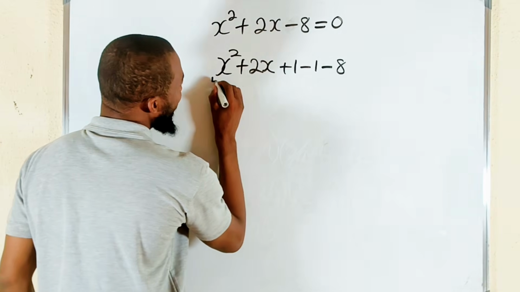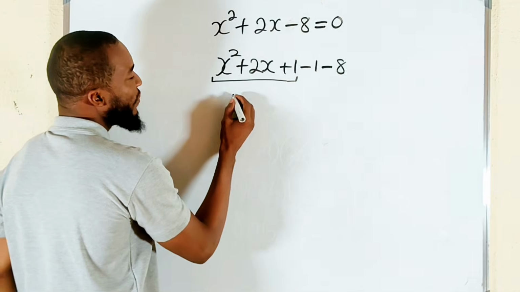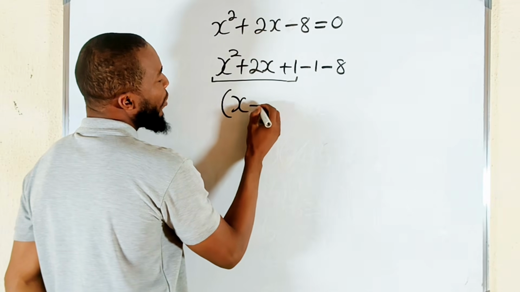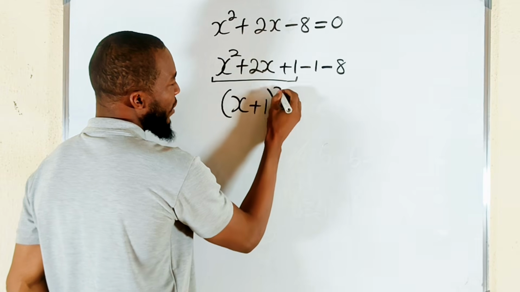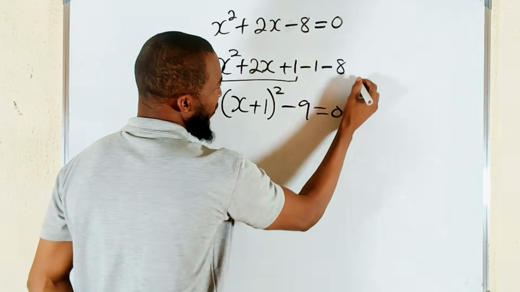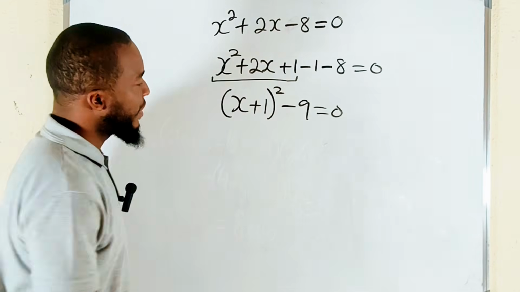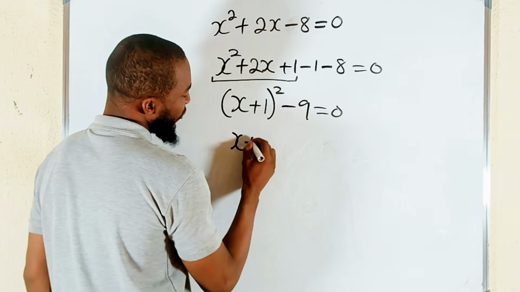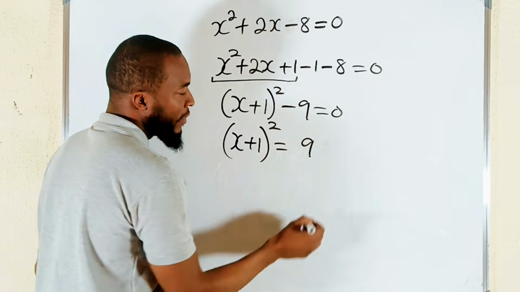So the first three terms will always be a perfect square, which can be factorized as x plus half of the coefficient of x, half of 2 is 1, squared. The minus 1 minus 8 is minus 9. This is equal to 0. Next, take this one to the other side. You have x plus 1 squared equal to 9.